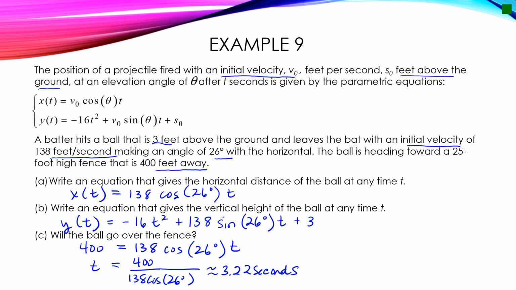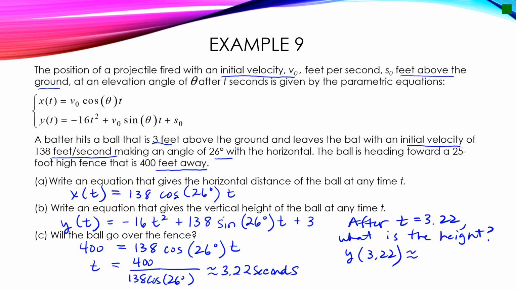So the fence is 400 feet away. It's going to take 3.22 seconds to get 400 feet away. And the question is, after 3.22 seconds, how high will the ball be? So after t equals 3.22, what is the height? And remember that the height is my y value. So y of 3.22, if I put all of that into my calculator, into negative 16t squared plus 138 times the sine of 26 degrees times t, plus 3, putting the 3.22 in, I end up with approximately 31.69, and that is in feet. So will the ball clear that fence? That fence is 25 feet high. So yes, it will clear the fence.